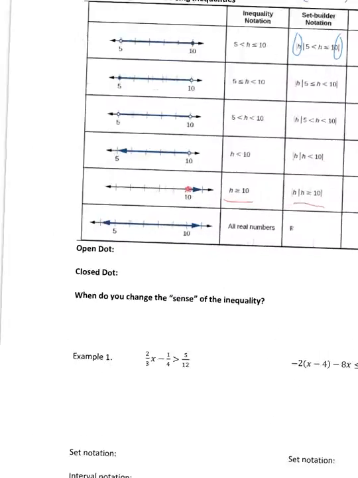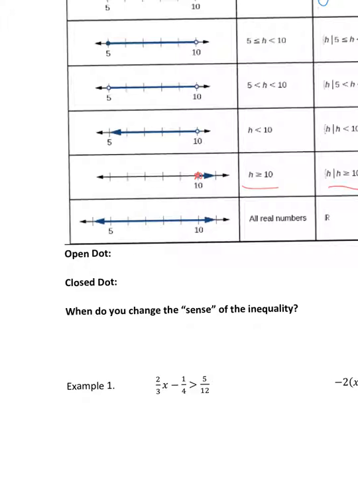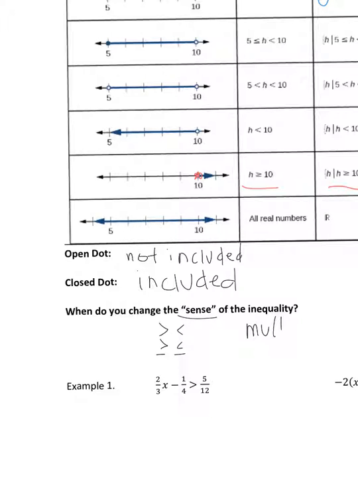So an open dot means the number is not included, and the closed dot means the number is included. And with inequalities, don't forget that you change the sense or direction of the inequality when you're multiplying or dividing by a negative.